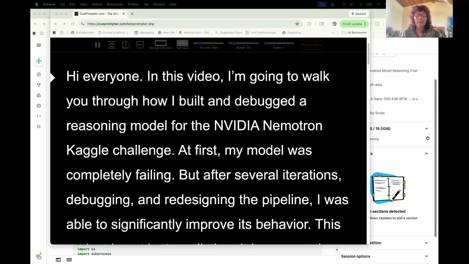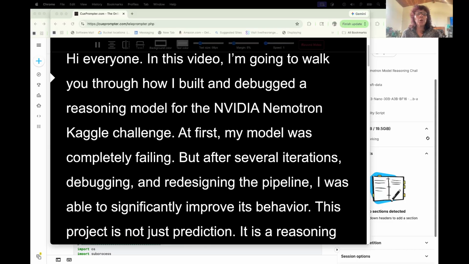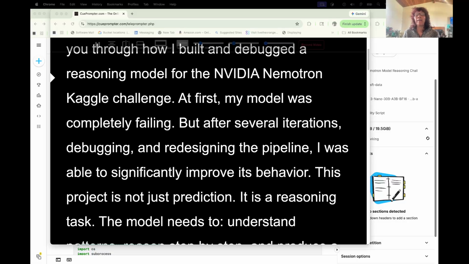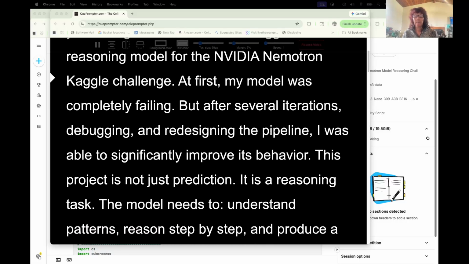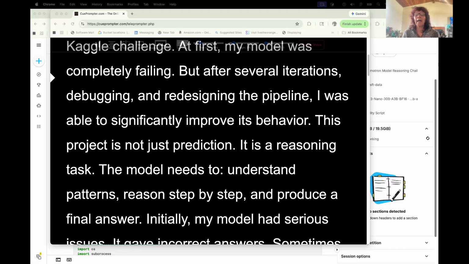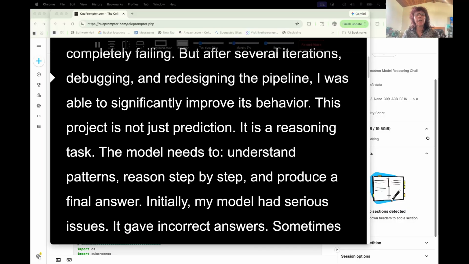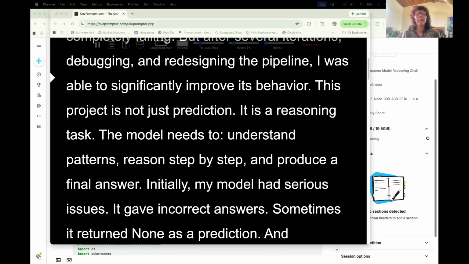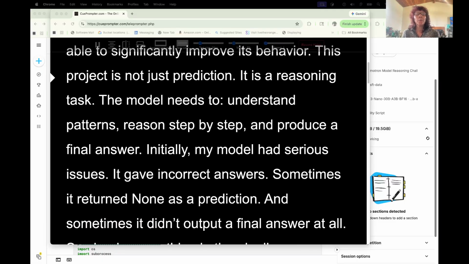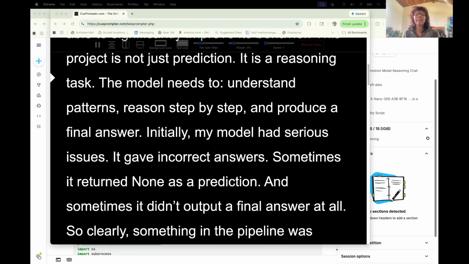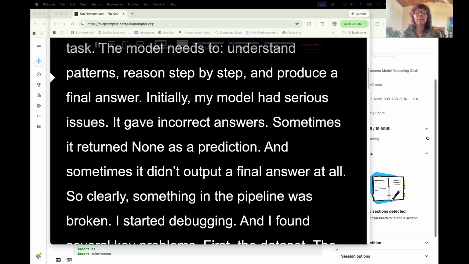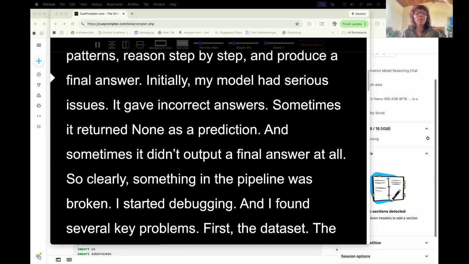Hi everyone! In this video, I'm going to walk you through how I built and debugged a reasoning model for the NVIDIA Nemotron Kaggle challenge. At first, my model was completely failing, but after several iterations of debugging and redesigning the pipeline, I was able to significantly improve its behavior. This project is not just prediction, it is a reasoning task. The model needs to understand patterns, reason step by step, and produce a final answer.